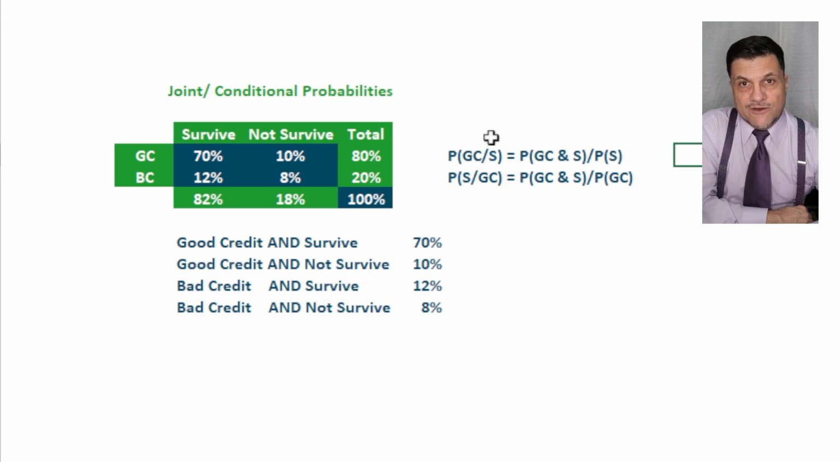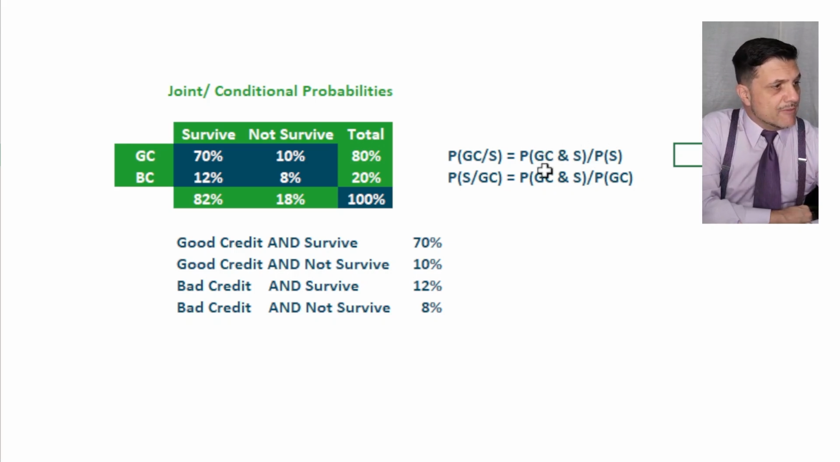Probability of having good credit given that the company survived the recession is what? I have to remember that formula that I showed you before. The probability of both, right? That's the E in this, and here in the middle. Probability of good credit and survivor divided by probability of survivor, right? That's what we have there. So let's see how much we get there.